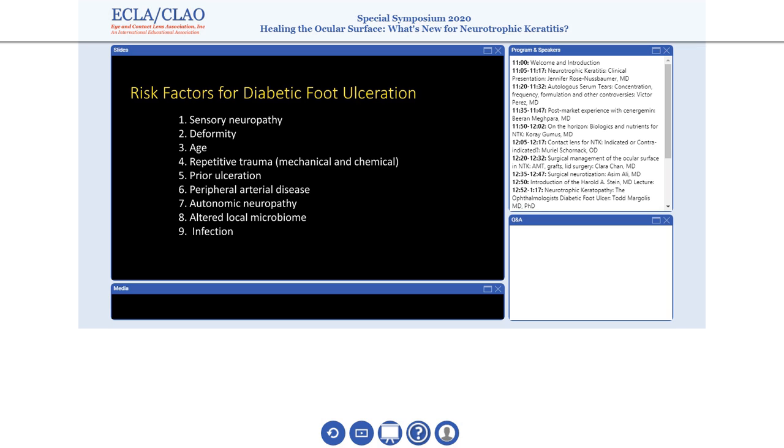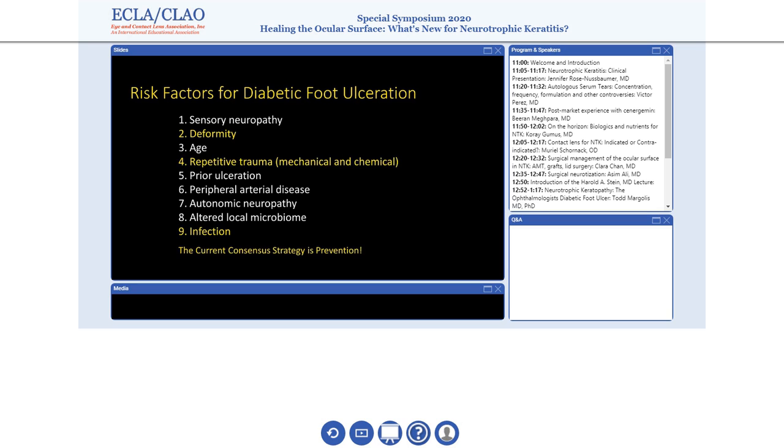So let's look at risk factors for diabetic foot ulceration. This is in the literature for diabetic feet. Sensory neuropathy, deformity, age, repetitive trauma, prior ulceration, arterial disease, autonomic neuropathy, altered local microbiome, and infection. We're not talking about cornea, we're talking about the diabetic foot. And all this has been figured out way before we figured this out about the neurotrophic eye. Furthermore, every treatment that we've used in the eye has first been tried in diabetic feet.